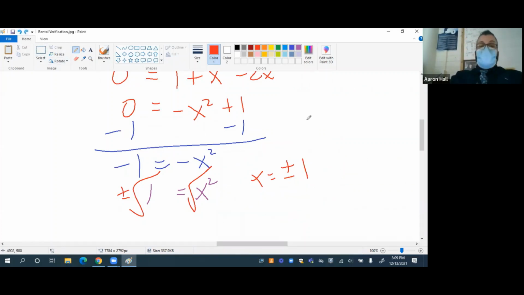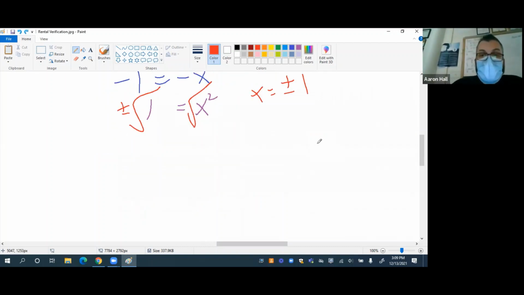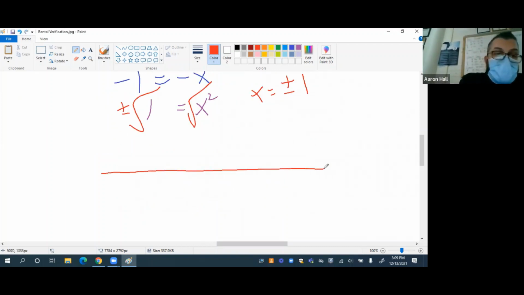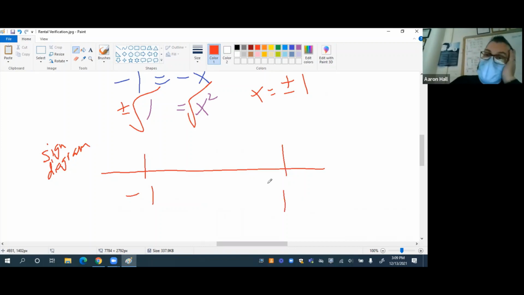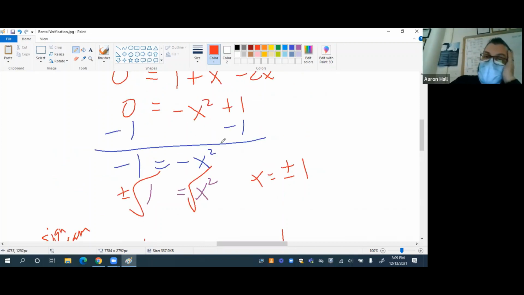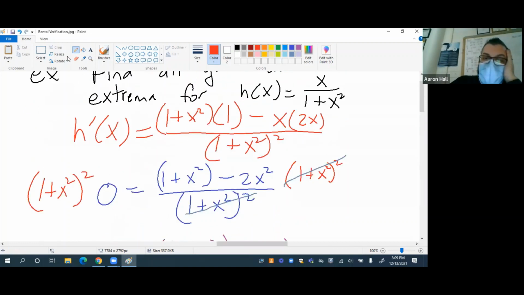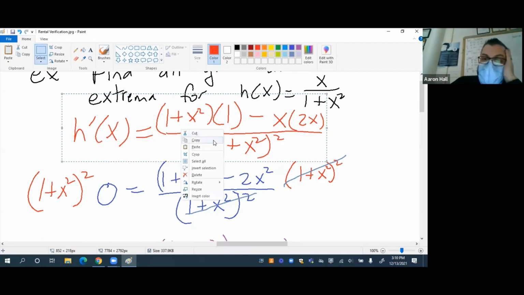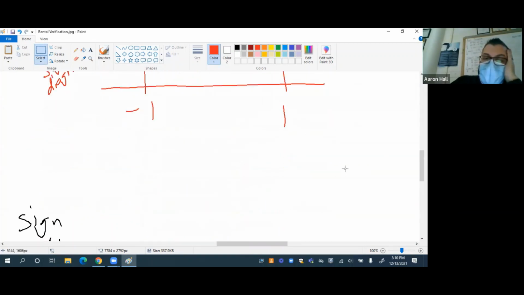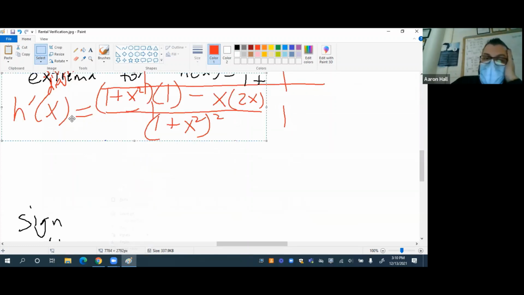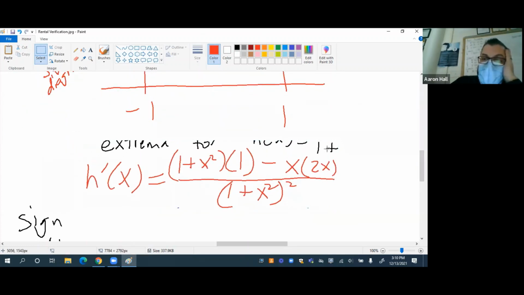We need to use a sign diagram. Yep, we need to use a sign diagram, where we have negative 1 here and 1 here. And I suppose it would be helpful if I went back up and we got our function. We found the derivative already here with this mess here. Right? Didn't we already find this? Right there?